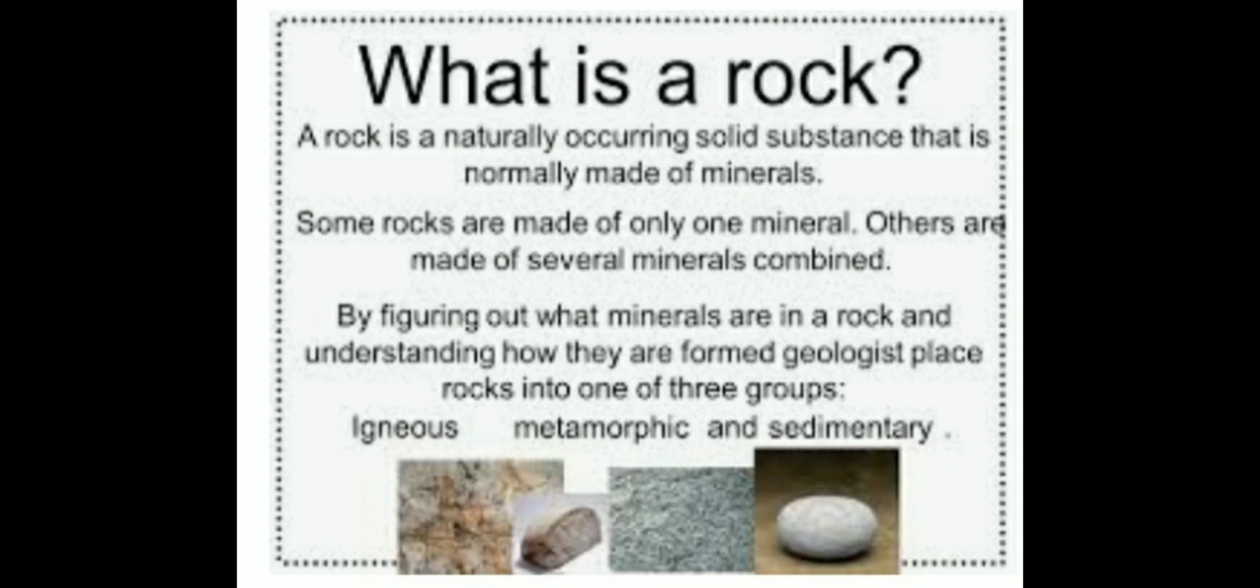Today I am going to do a chapter of Class 9 ICSE Geography, which is rock. Now, first of all, what is a rock? What do you mean by a rock? A rock is a naturally occurring substance that is normally made of minerals. Some rocks are made of only one mineral, others may be made up of several minerals combined together. By figuring out what minerals are in a rock and understanding how they are formed, geologists place rocks into one of the three groups. They are either igneous rocks, metamorphic rocks, or sedimentary rocks.